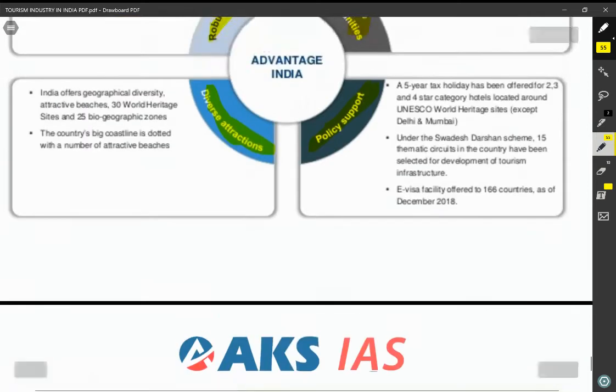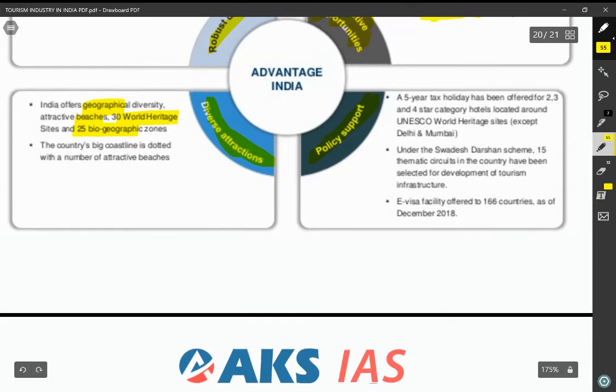Next is regarding the diverse attractions. India offers geographical diversity, attractive beaches, and 30 World Heritage Sites and 25 biogeographic zones. The country's big coastline is dotted with a number of attractive beaches.